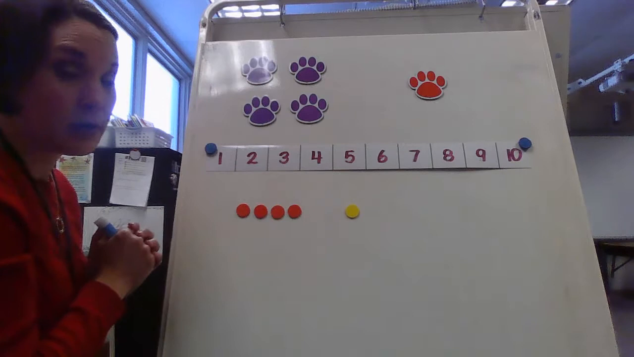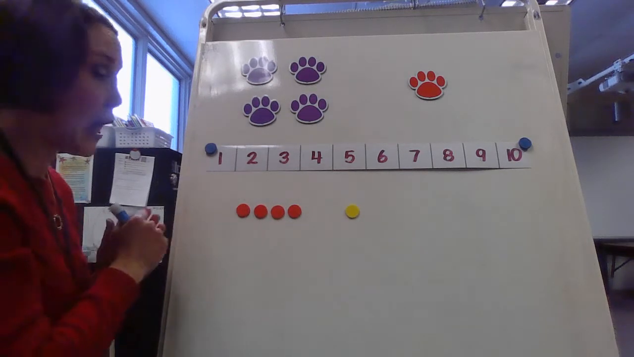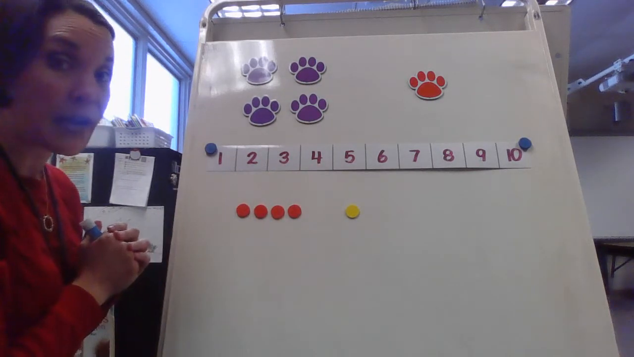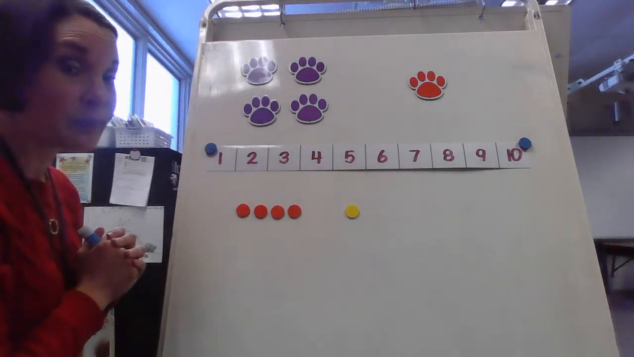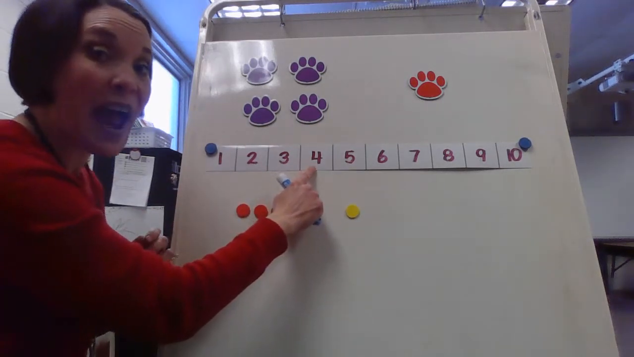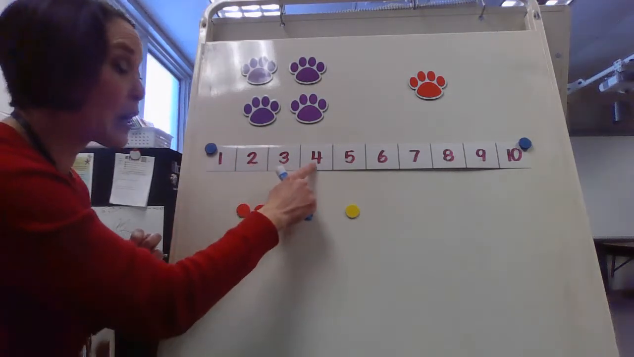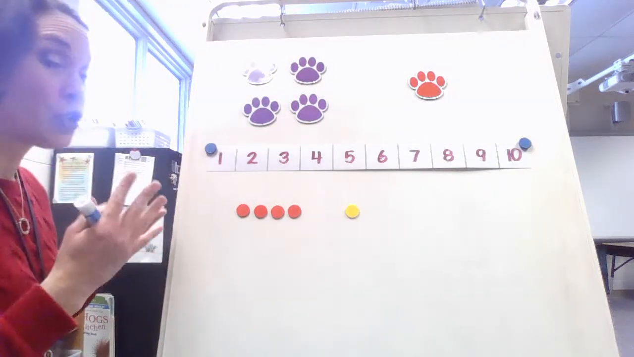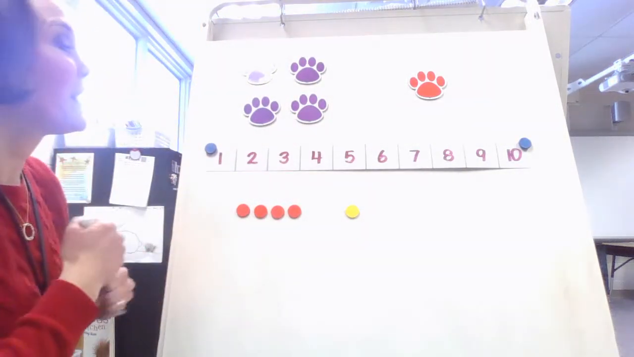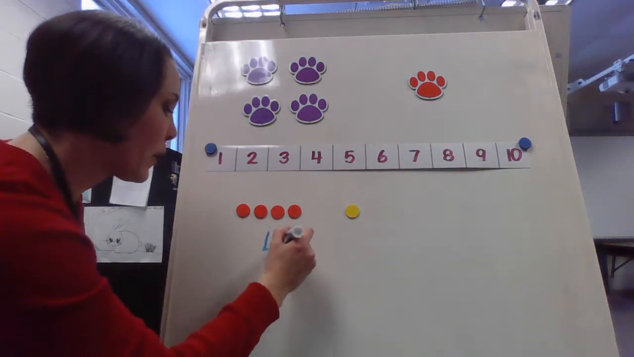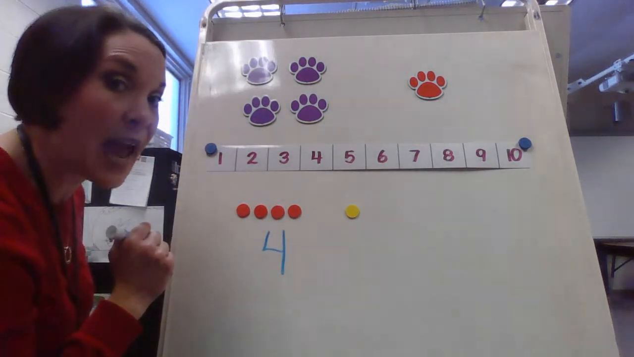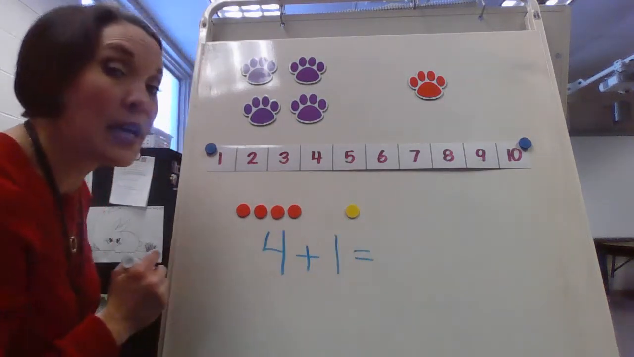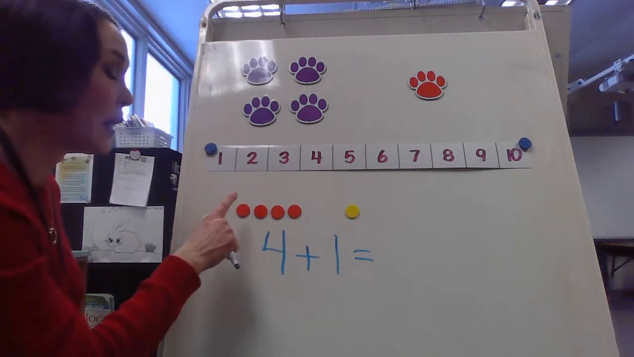Even looking at our number line, if I want to find 4 on my number line, it's right here. If I want to find 1 on my number line, it's right here. So since 4 comes after 1 by a couple of hops, it's definitely bigger. It's definitely more. So let's go ahead and make that number sentence. 4 is my bigger number. 4, and don't forget, we're using that addition sign, plus 1 equals, let's recount.